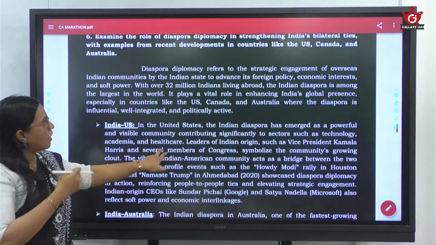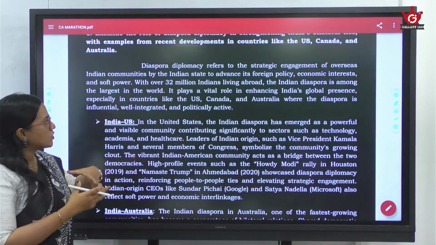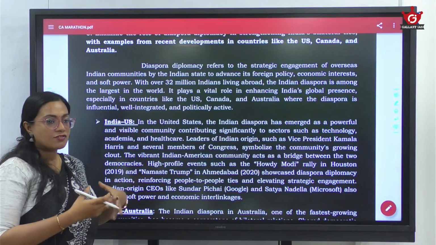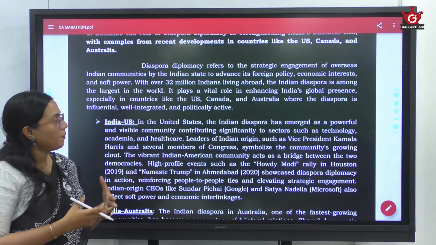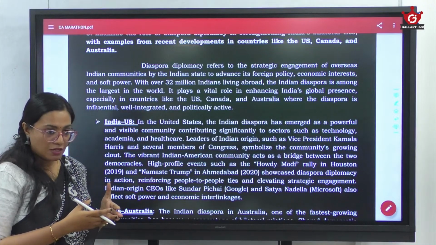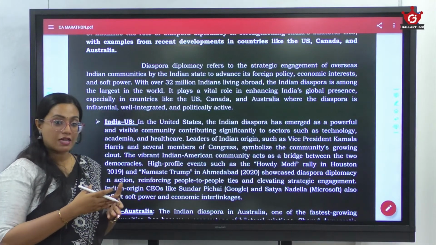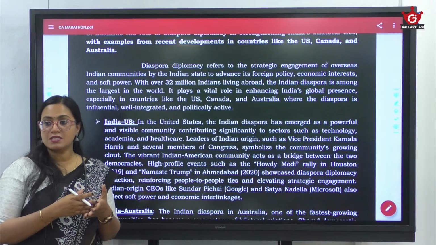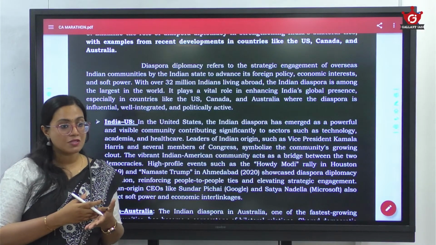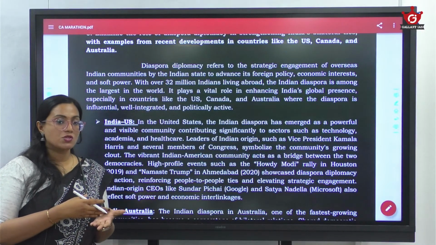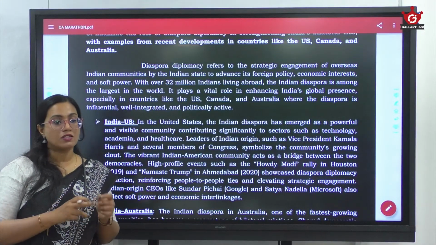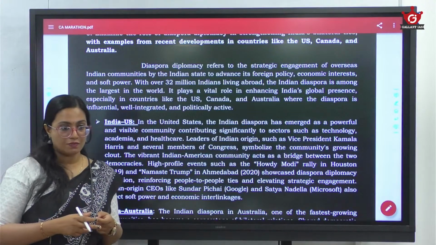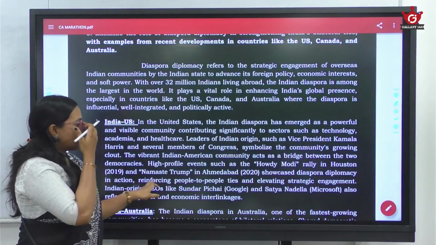Then how are we using this diaspora diplomacy in strengthening our relationship with USA, Canada and Australia? If you see, we have good relations with USA, we had good relations with Canada, but for the past couple of months, our relationship with Canada is strained. Even in Australia, there were attacks against the Indian community. So this question was asked in the context of these events.